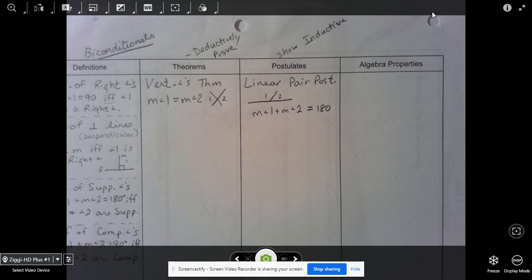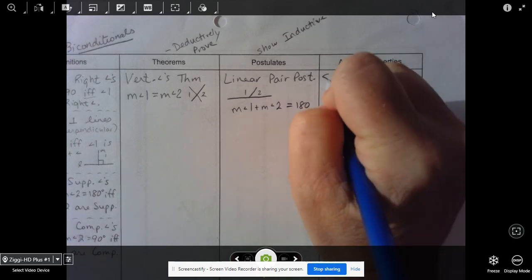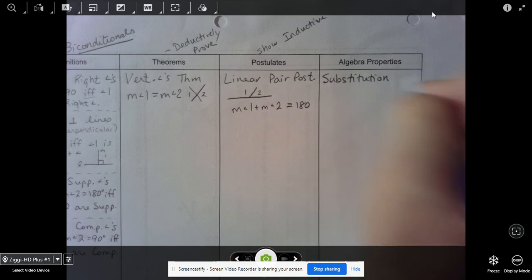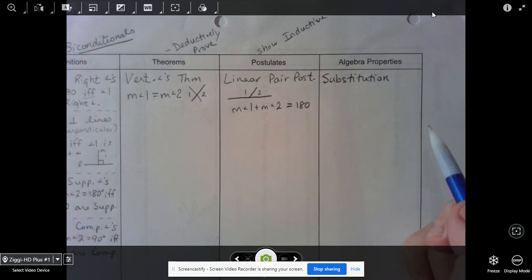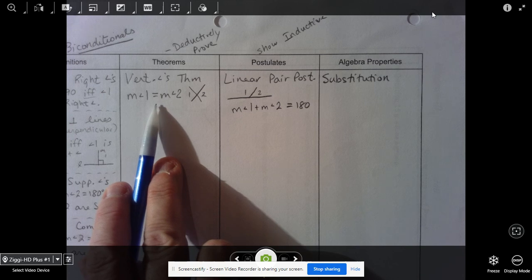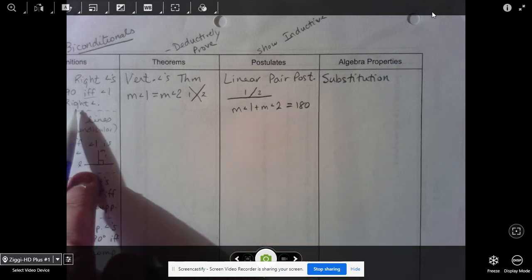All right, we're going to put a bunch of properties in here because all of our proofs in this unit are going to use some aspect of these properties. The one it's going to use most often is called the substitution property. And the substitution property is an algebra property, so it applies only when your statements are written in an algebraic form like this. So you can't use this if you have words like this, the word right angle, any of those things.